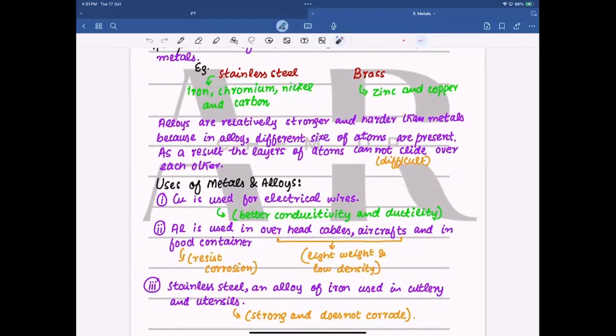Then we have stainless steel, an alloy of iron, and it is used in cutlery and utensils because it is very strong and does not corrode. So these are the uses of metals and alloys, and we are going to end our class here. You just note it down, and in the next class, we will start with the chemical properties of metals.